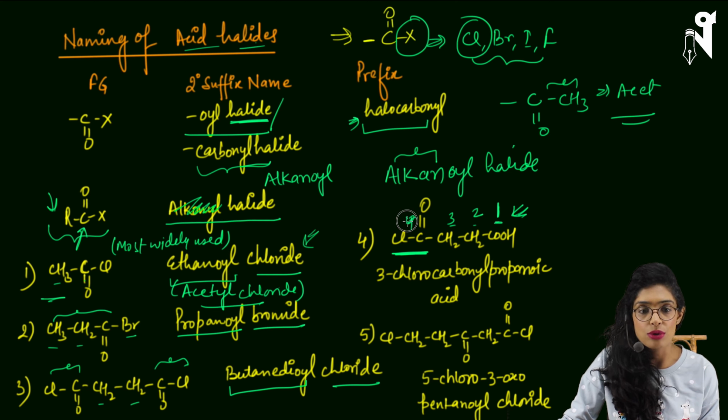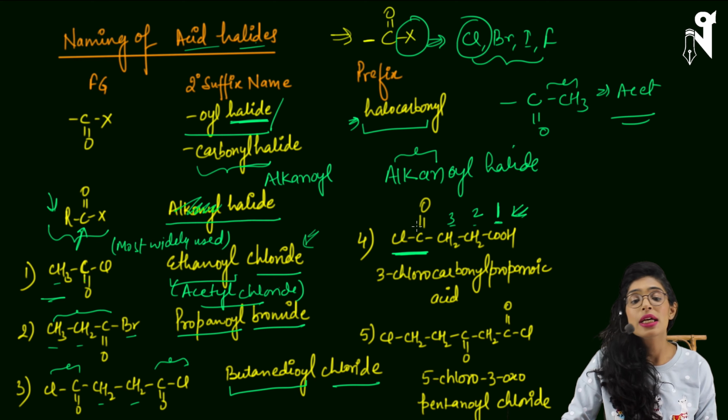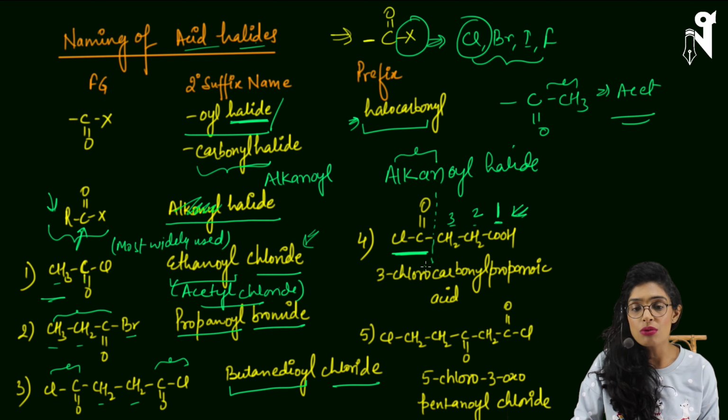Not 4, my bad. I'm sorry. Not 4. 1, 2, 3. Why not 4? Just now I explained in the previous slide that we do not include the carbon of the lower priority group in counting the principal carbon chain if it is anything apart from aldehyde or ketone. So COCl's carbon will not be counted. So your main chain will end here only, and this will be propanoic acid.